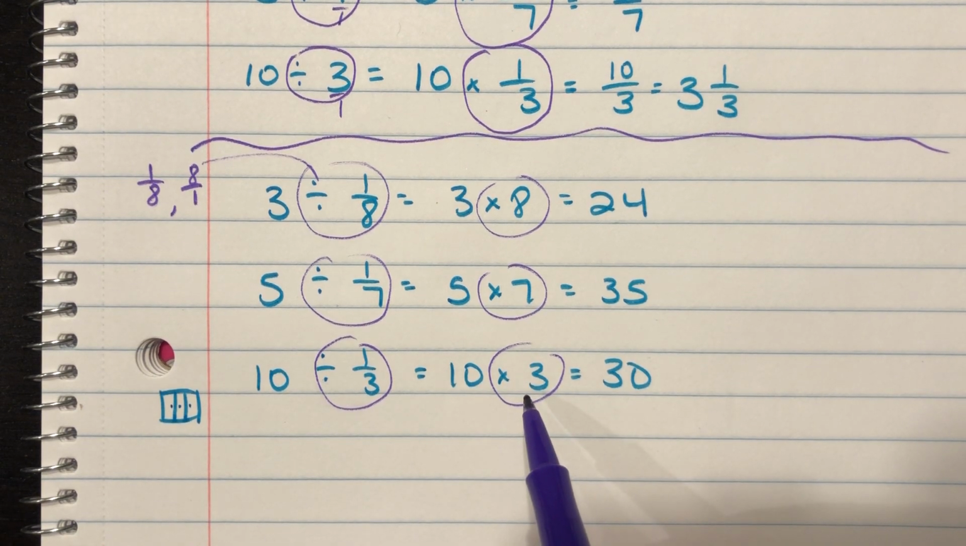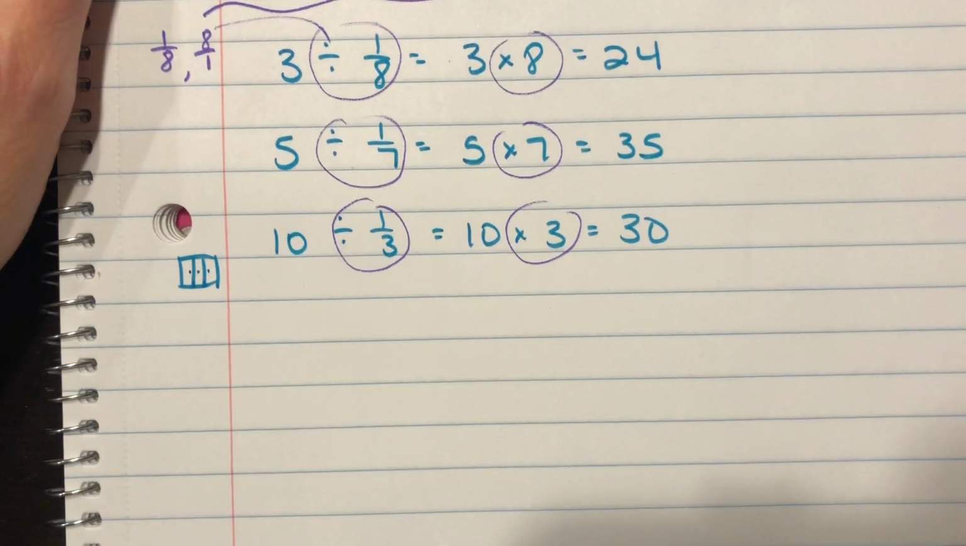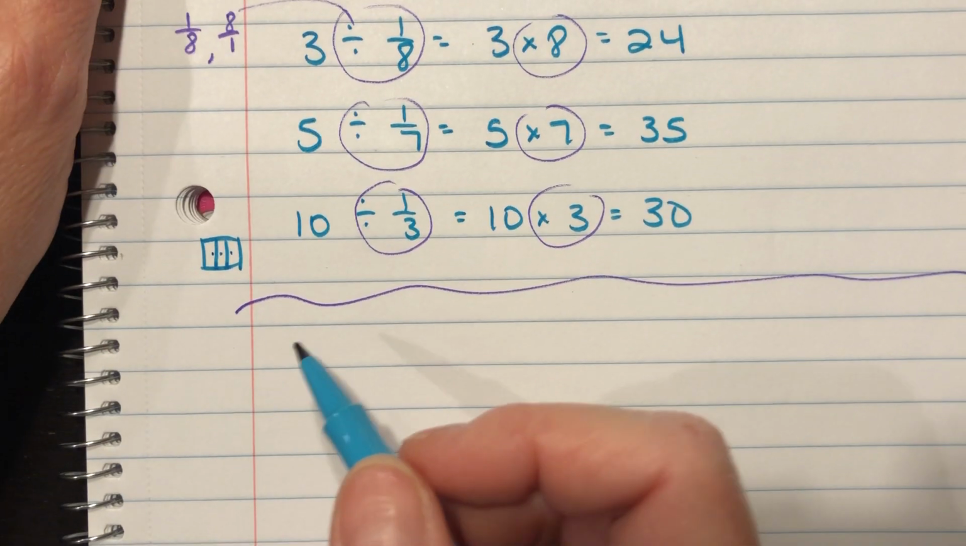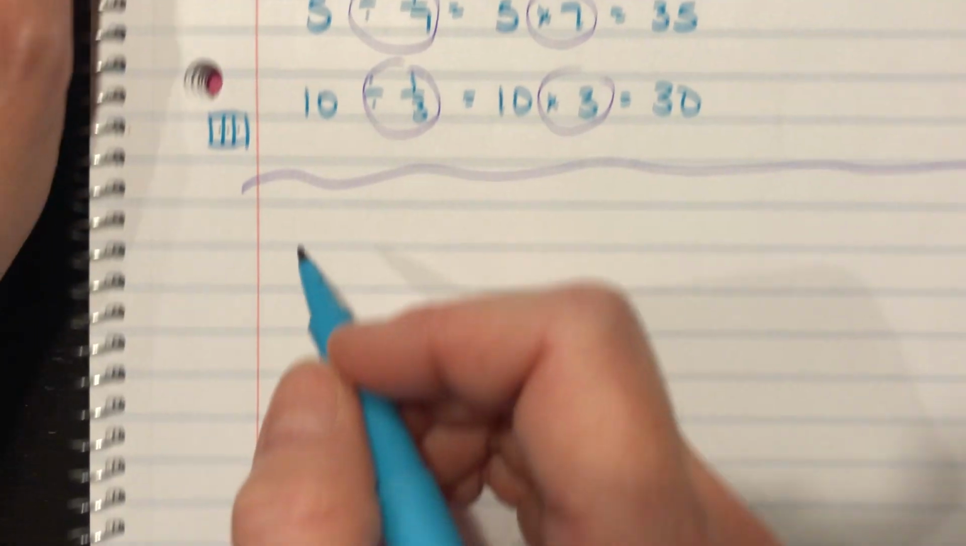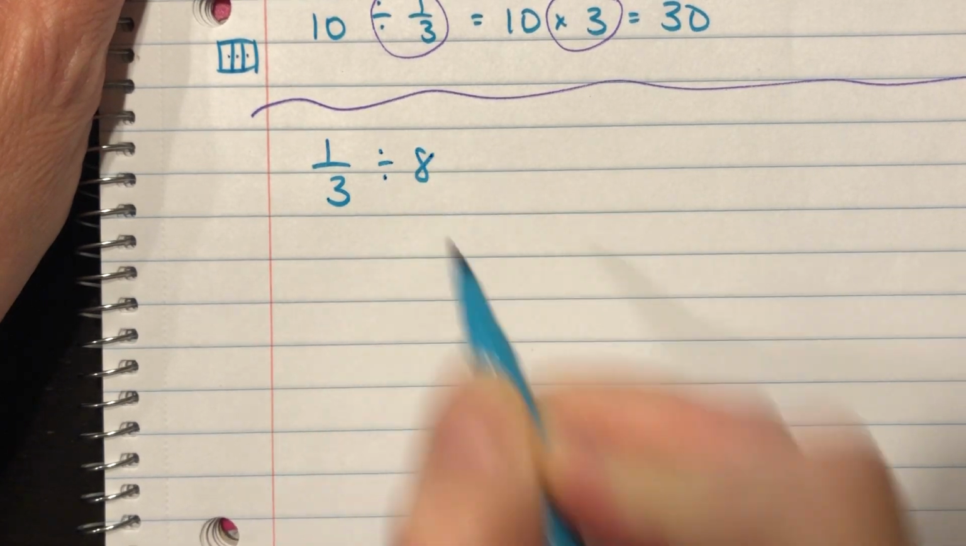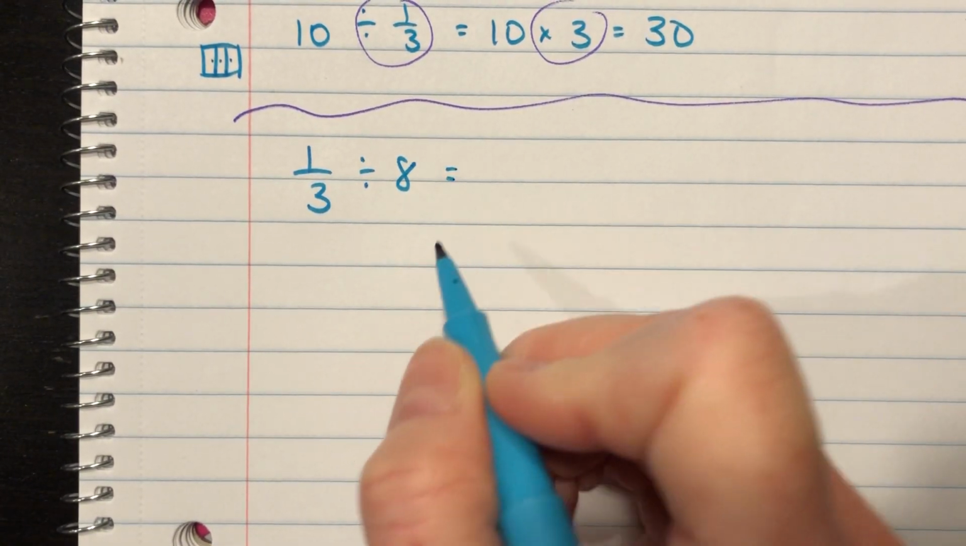We multiplied by the reciprocal. That was the same thing we did up here. All right, let's try one last set of problems. We learned how to take a unit fraction and divide that by a whole number. So the first one I want you to write down is 1/3 divided by 8. So I have 1/3 divided by 8.